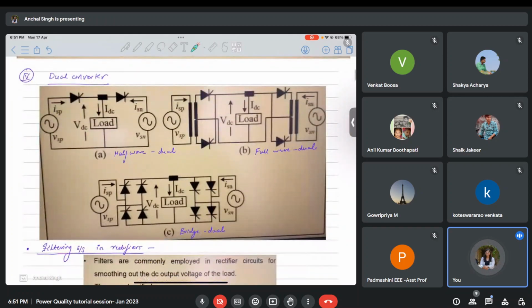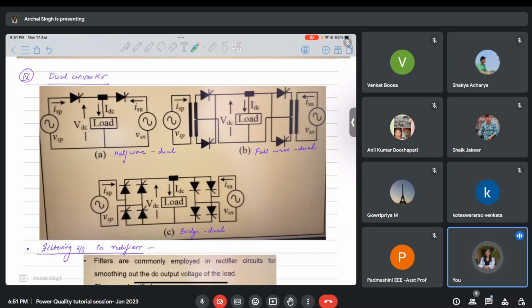Then these are dual converters. If you look at these dual converters, this is one half bridge, and this is another half bridge. This is half bridge one, this is half bridge two, and the load is connected in between.